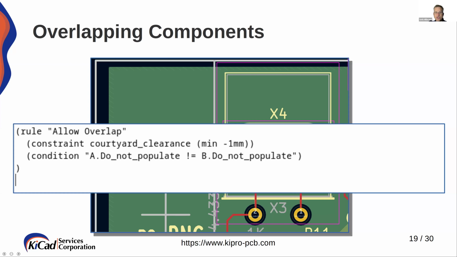if two elements, one has do not populate and the other one is not set to do not populate, then you're going to allow the courtyard clearance in that case. So in your default variant, you're going to set one as do not populate. This is saying don't worry about that courtyard overlap in this condition. It allows you to pass your DRC checks while still maintaining the knowledge that you are not missing appropriate DRC checks.